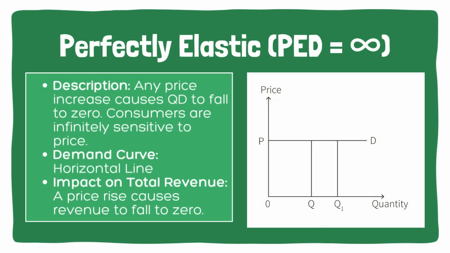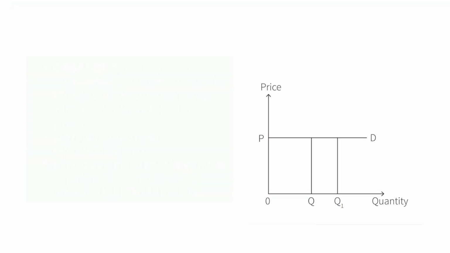There are also other degrees of elasticity. Perfectly elastic demand occurs when even a tiny increase in price causes demand to fall to zero. This usually happens in highly competitive markets, such as wheat farming, where buyers can easily switch suppliers. In this case, PED is infinite, and the demand curve is horizontal.